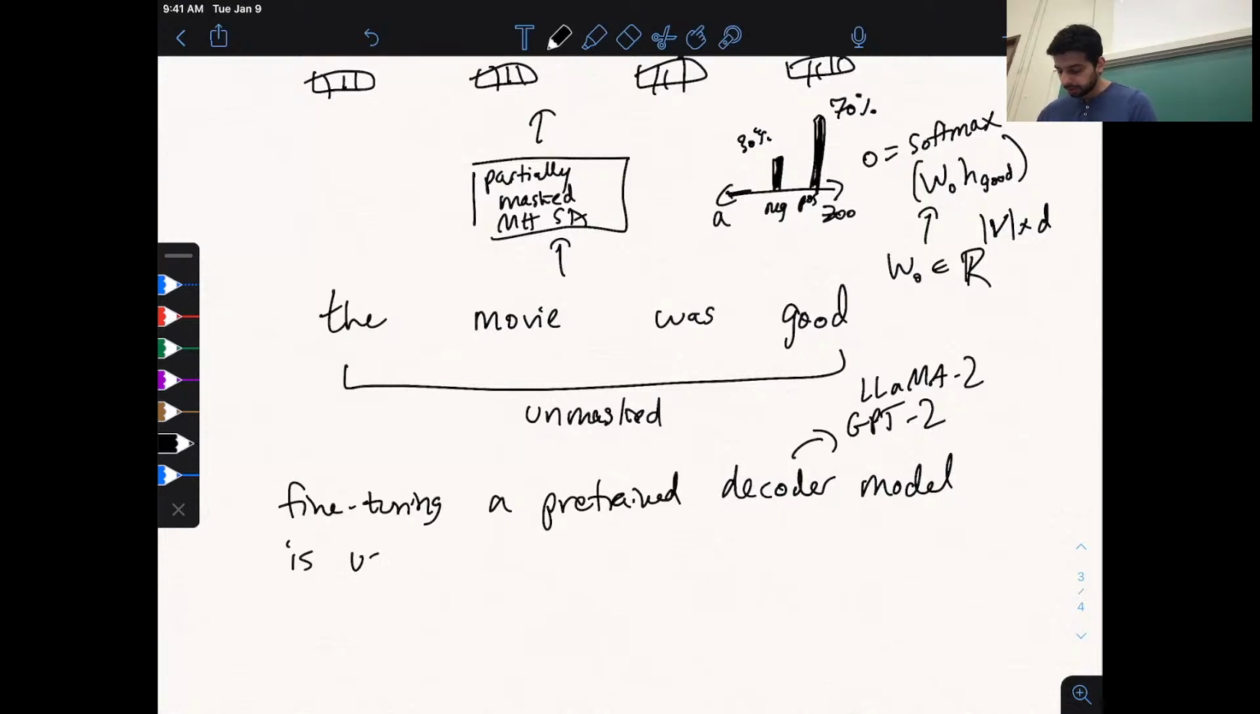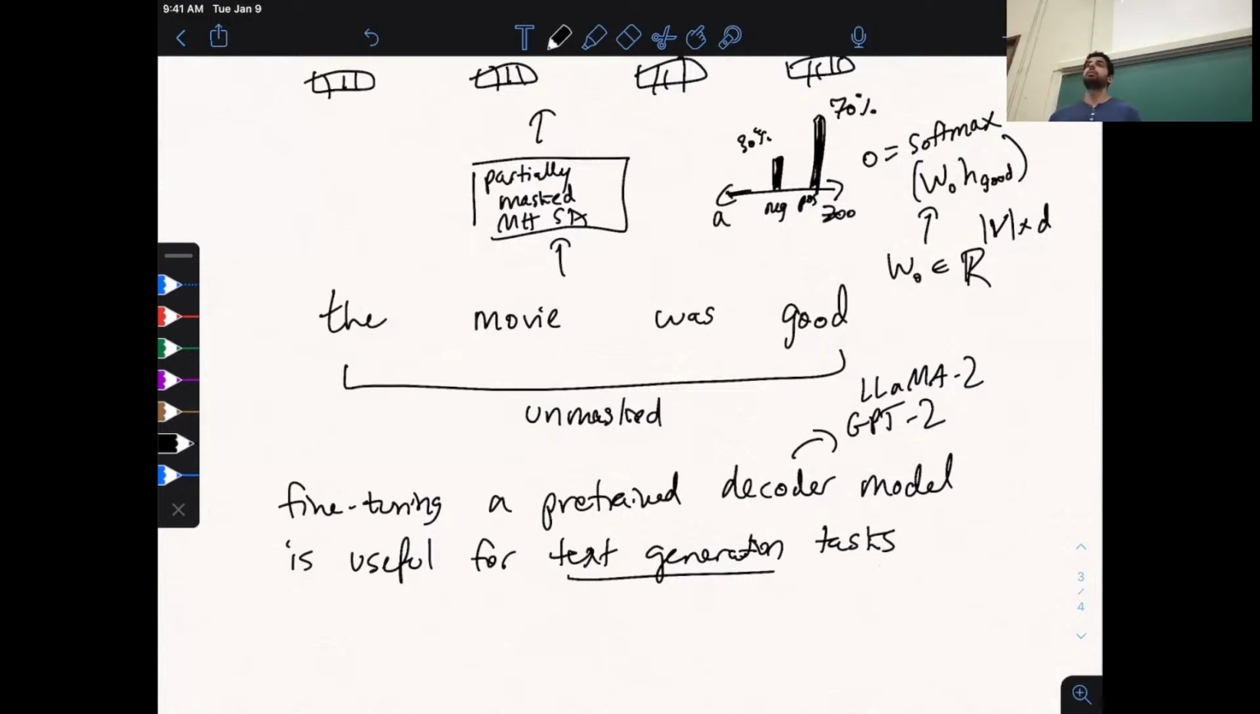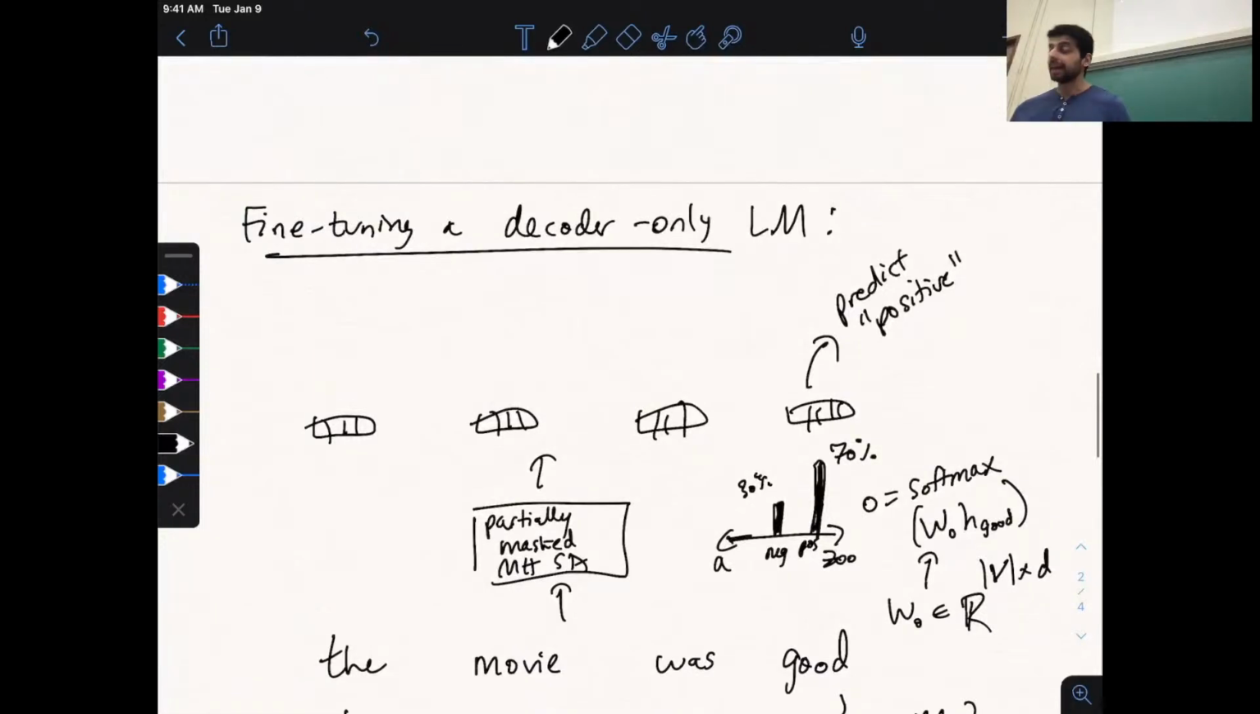but it's useful for text generation tasks. That's not to say that you can't do the same thing that we did for BERT and just learn a new classifier at the final hidden state for whatever task you want. It's just that this is primarily the way that we use decoder-only models because they are the only ones capable of generating text, and we can share that same softmax matrix.